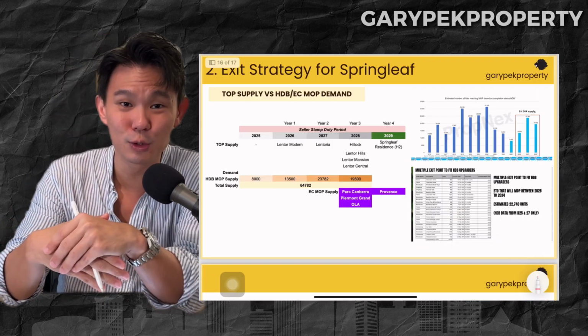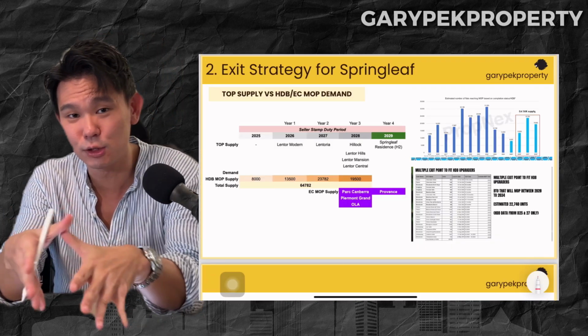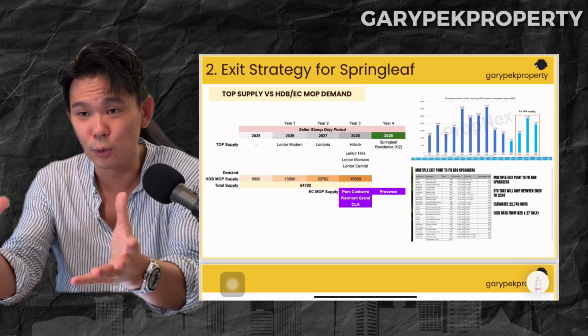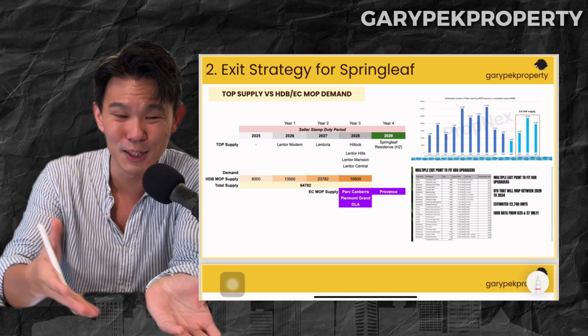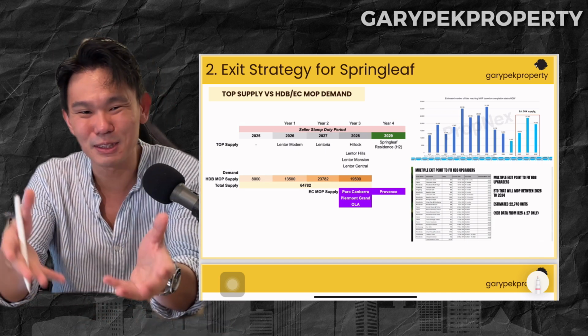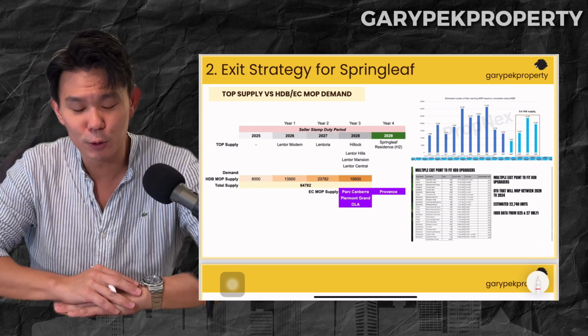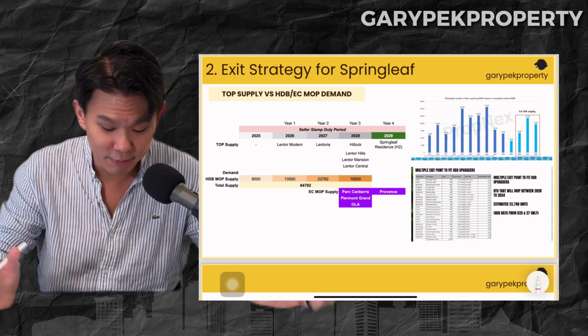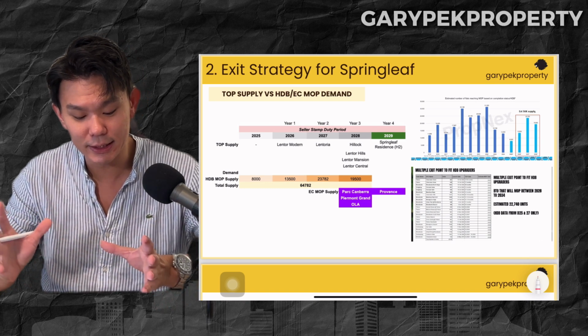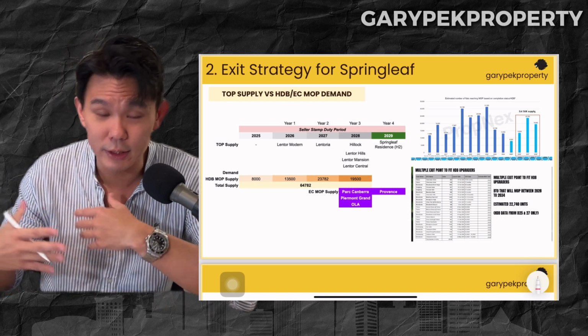Next, I'm going to move on to the second part, which is the exit strategy, to top it up and summarize my whole journey of having 4 contents talking about Springleaf Residence. For the exit strategy for Springleaf Residence, I want to talk about the TOP supply versus the HDB and EC MOP demand down the road in the future.